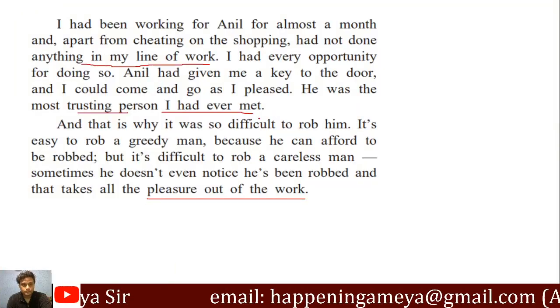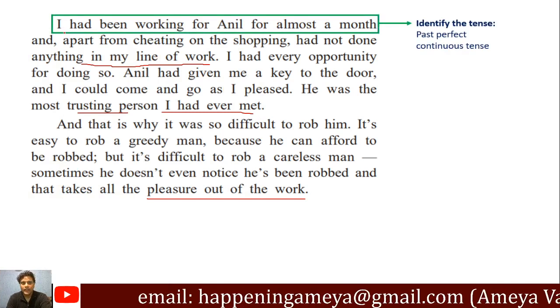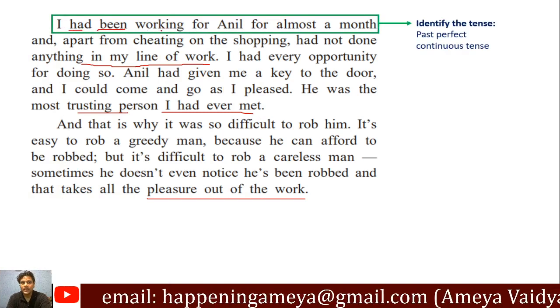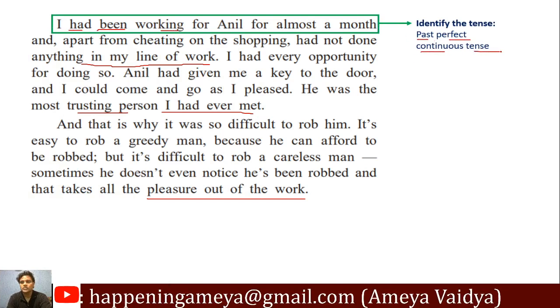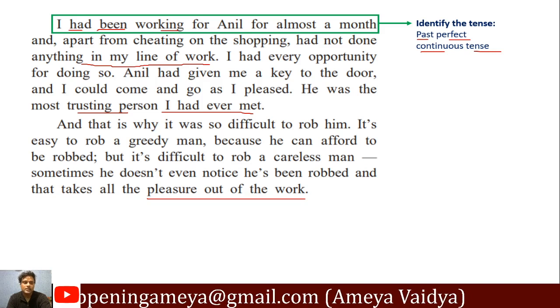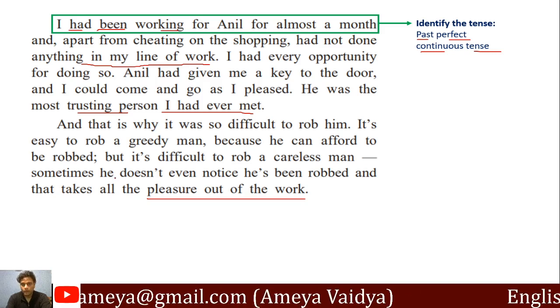Let's continue. The entry here is "I had been working." I had been plus -ing. Identify the tense. Past perfect continuous tense. Guys, it's not just past tense. Never write just the past, present or future. Write the subtype as well.